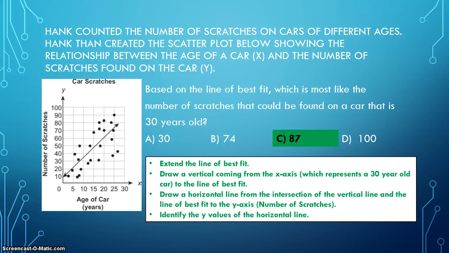And as you can see, our step-by-steps are marked right below. Extend the line of best fit. Draw a vertical line from the x-axis where it represents 30. From the line of intersection between those two, you're going to draw a horizontal line to the y-axis to see what the y value is. And that y value is going to be your answer. In this case, it's going to be C, 87.